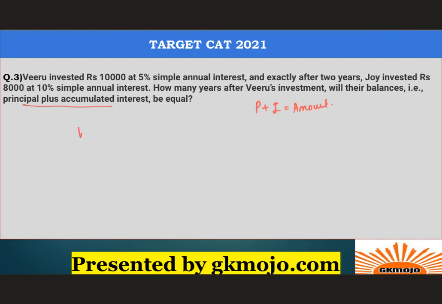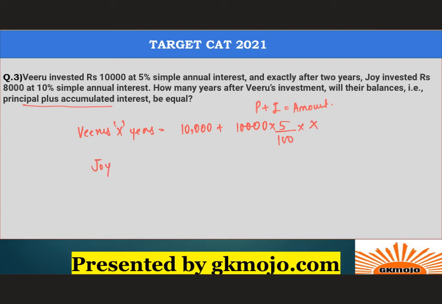So what is Viru's investment after x years? Right, the simple interest formula plus your principal. How much was it? 10,000, right? Plus 10,000 into what is the interest rate? 5% into your years, that is x, right?